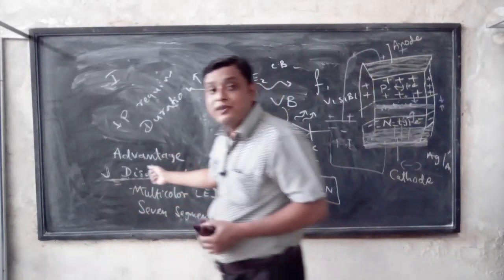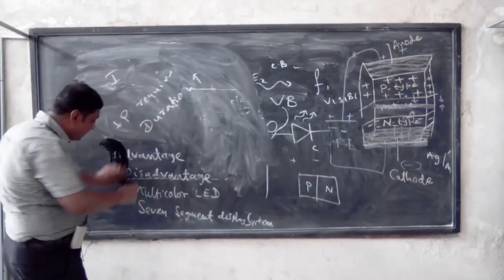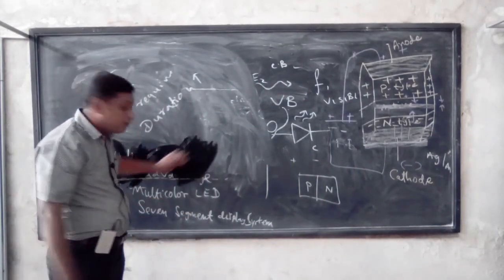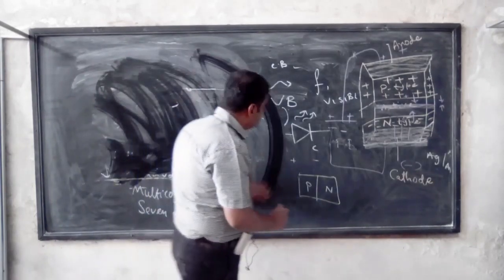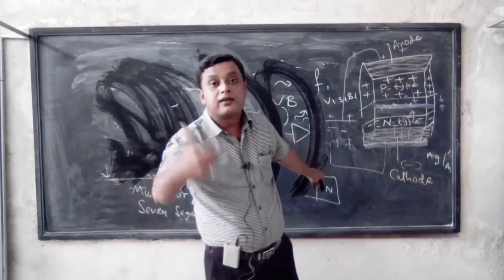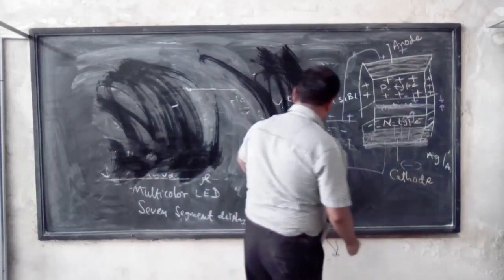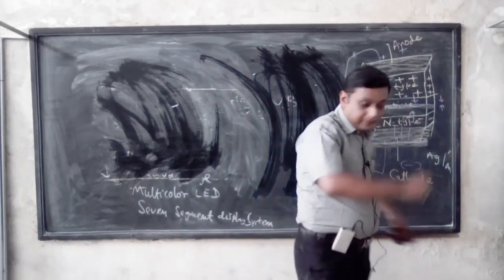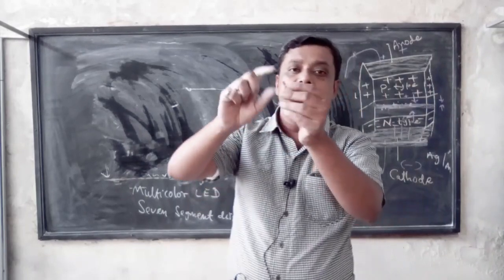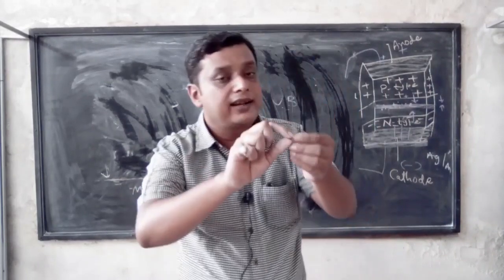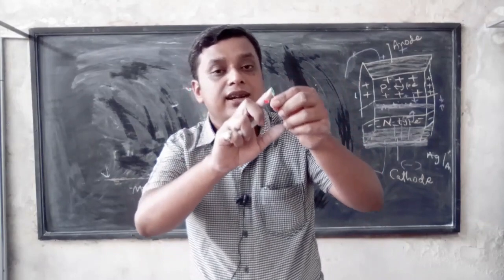Now I am going to start the multicolor LED. Multi means more than one. So actually I can see that this LED will be able to generate the red color light and this LED will be able to generate the green color light.